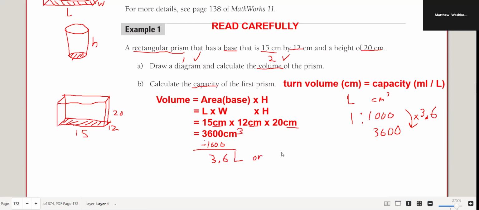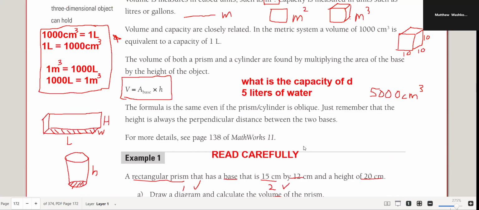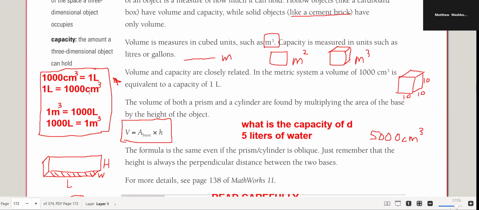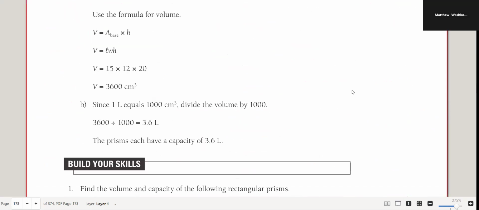Or it could also be 3,600 milliliters, right? Because that's the same thing. So I'm actually going to go up here and add that fact in here, which is that 1,000 cubic centimeters is equal to 1,000 milliliters. Okay, so let's continue going here.